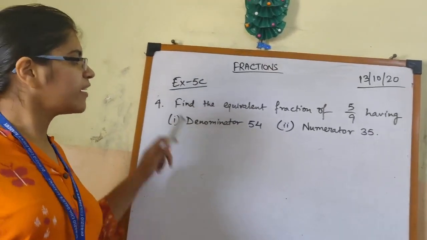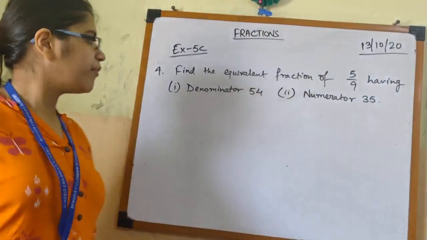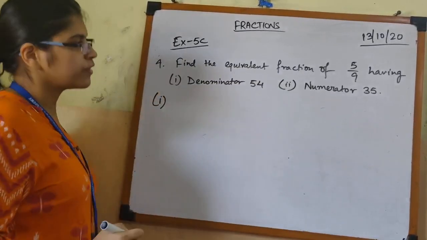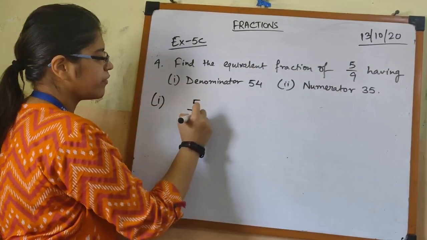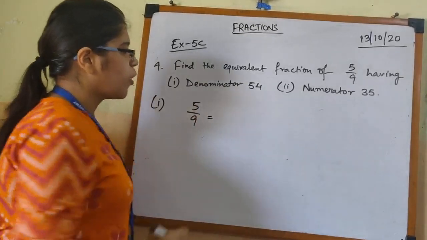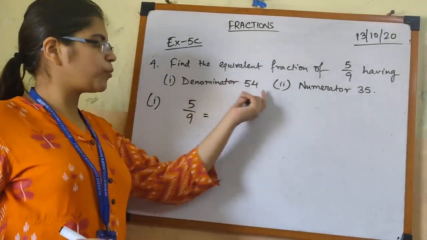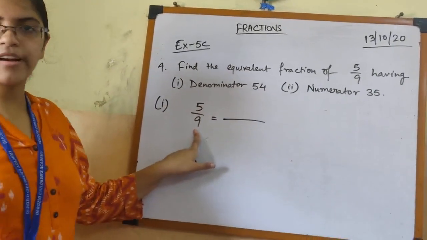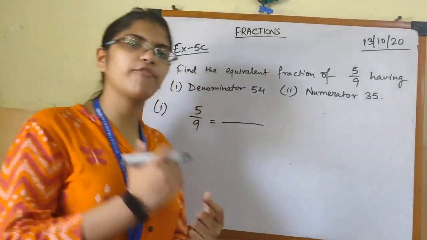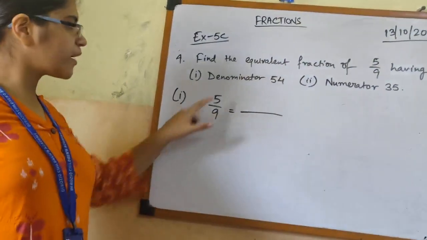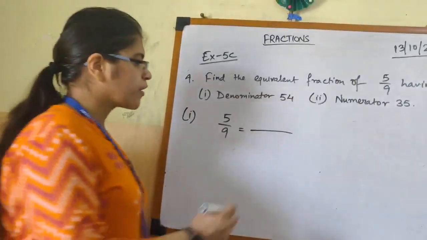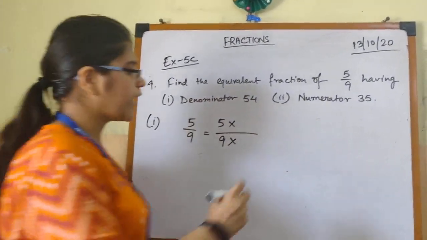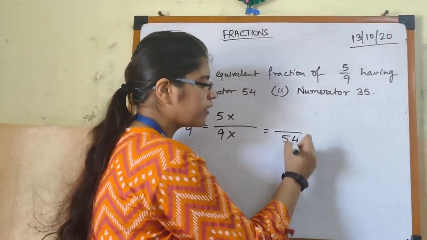The question says find the equivalent fraction of 5 by 9 having the first one as denominator 54. Okay? So for solving the first one, we have to first write down the given fraction. Then we have to see what we have to get. So we have to get the denominator 54. So we have to definitely multiply this 9, because denominator we have 9. For equivalent fraction we know we have to multiply or divide. Since we have to get a greater number, that means we have to multiply. So that means this 5 and this 9, they both have to be multiplied with one number so that we get 54 in the denominator.